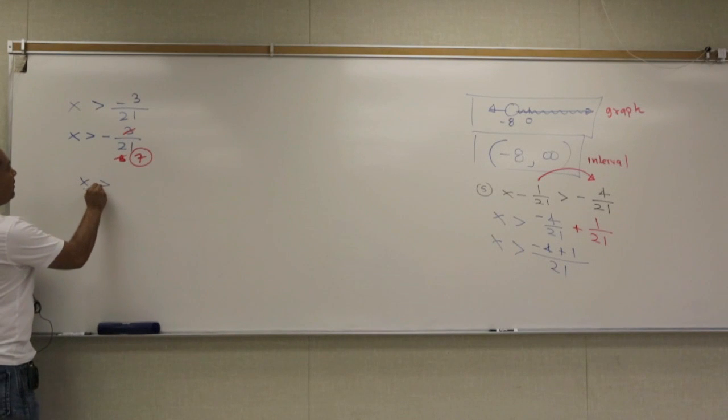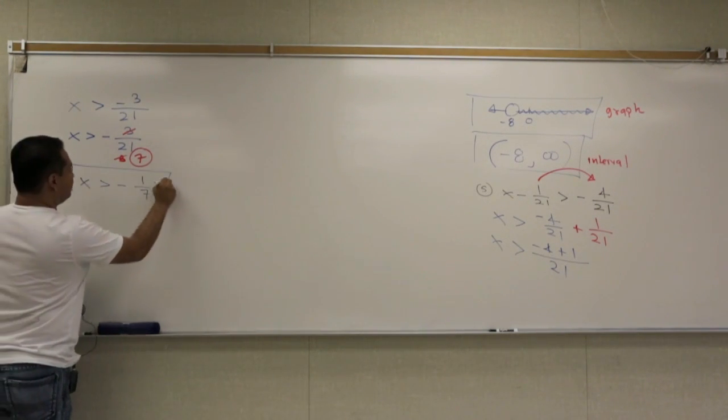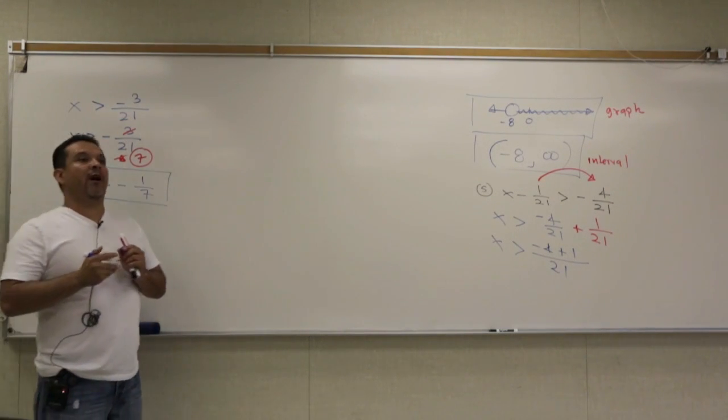So we get x is greater than negative what? 1 over what? 7. You always simplify your fractions.